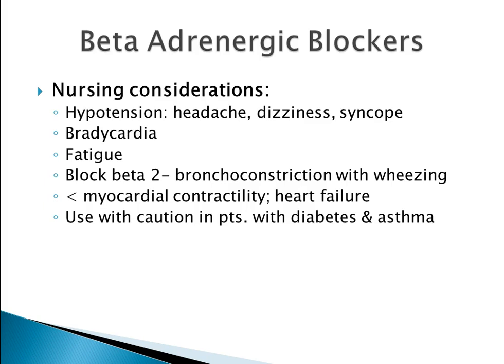So for your nursing considerations, again, you're going to monitor for hypotension, headache, dizziness, syncope, bradycardia, fatigue. Remember, if you're taking one that's non-selective and you're blocking beta-2, and the patient has any problem with a chronic lung condition like asthma or COPD, emphysema, you may have problems with wheezing, not being able to catch their breath, things like that. We talked about heart failure, and use cautiously with patients with diabetes. What do you think it's going to do to the blood sugar? Yeah, decrease. And asthma because of the bronchoconstriction.